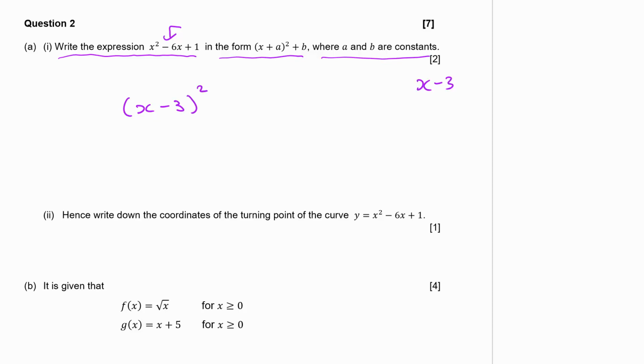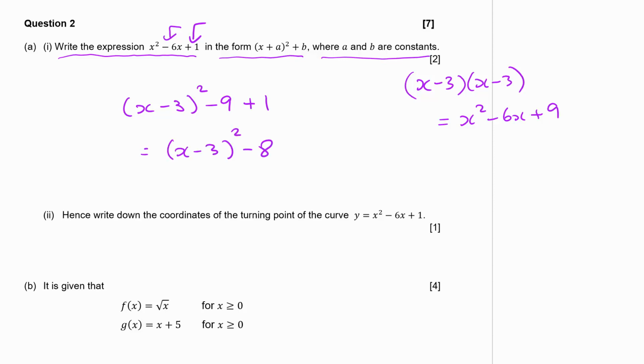And remember that if we expand that, what you would get is x squared minus 6x, which is all good, but plus 9, and we only want plus 1. So what we need to do is take away the 9 and then add the 1. That 1, of course, just from here, which is x minus 3 all squared, take away 8.